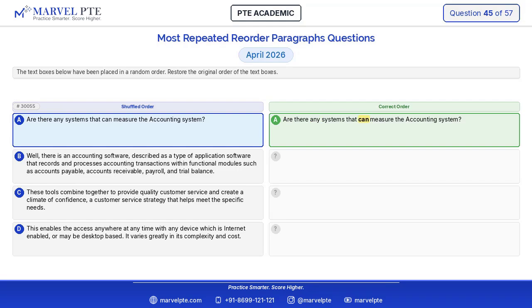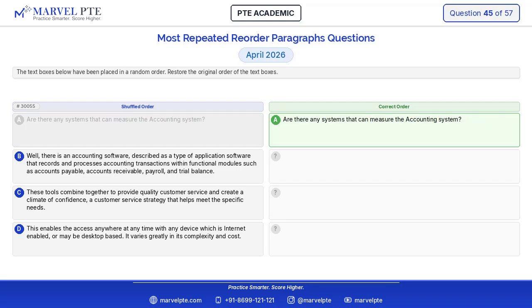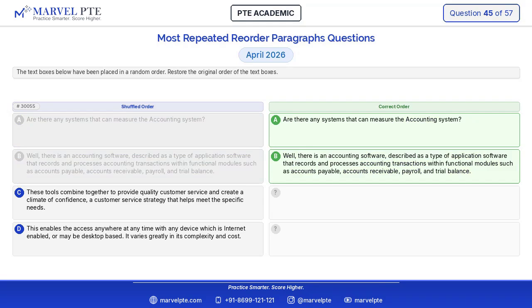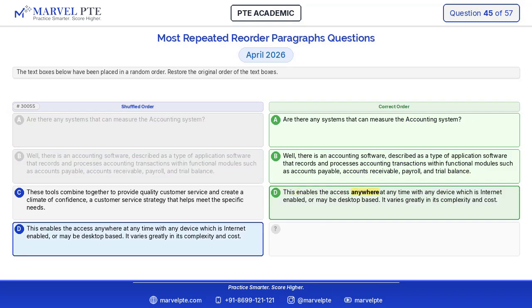Are there any systems that can measure the accounting system? Well, there is accounting software, described as a type of application software that records and processes accounting transactions within functional modules such as accounts payable, accounts receivable, payroll, and trial balance. This enables access anywhere at any time with any device which is internet-enabled, or may be desktop-based.